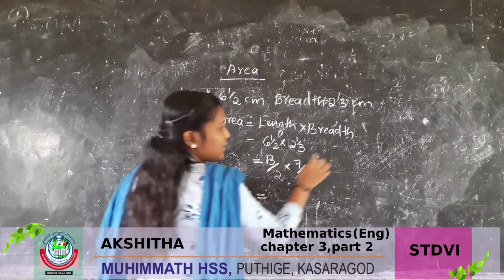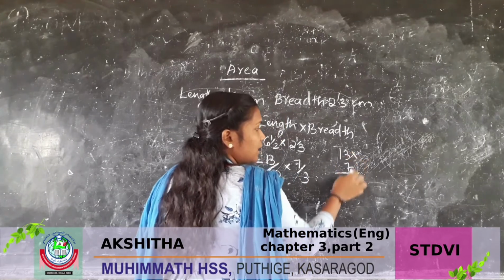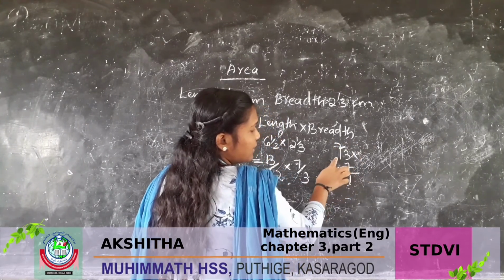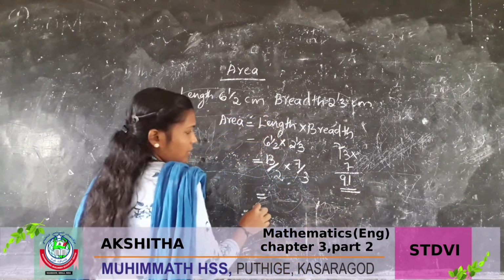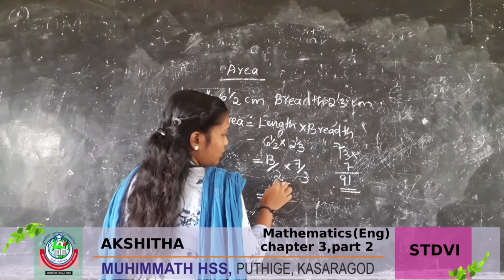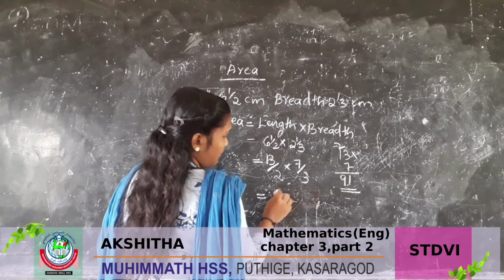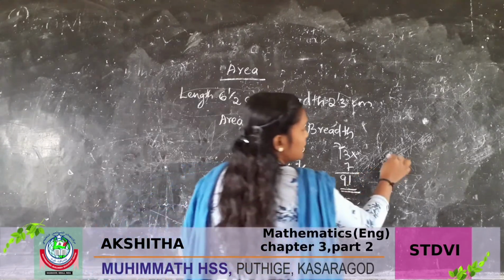Next 13 7 times. What is the answer? 13 7 times. 7 into 3 21. So 1 we should write here. 2 here. 7 ones are 7. 7 plus 2, 9. 2 into 3, 6. 91 divided by 6. What is the answer?